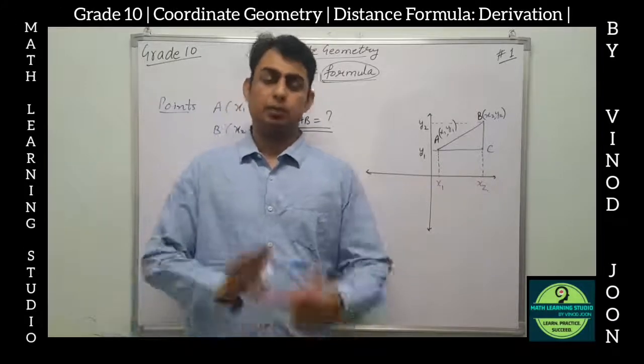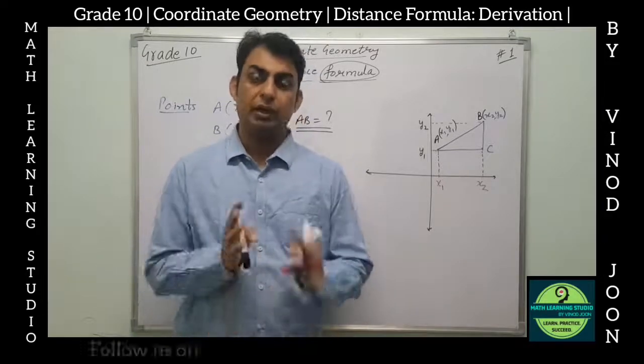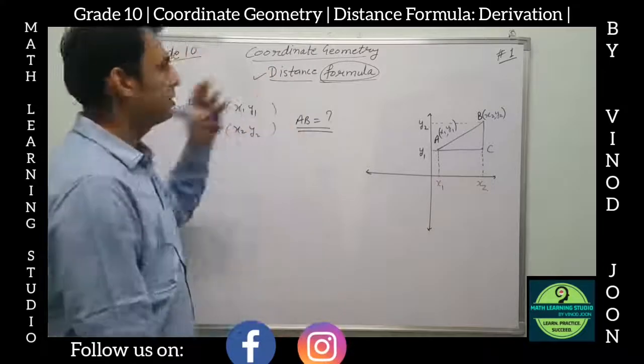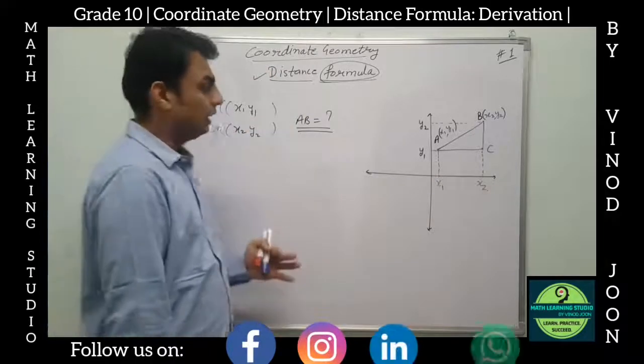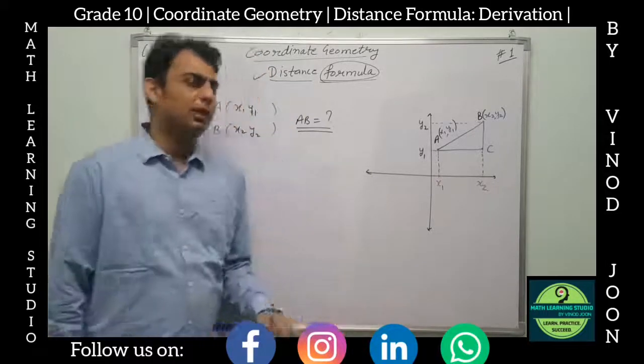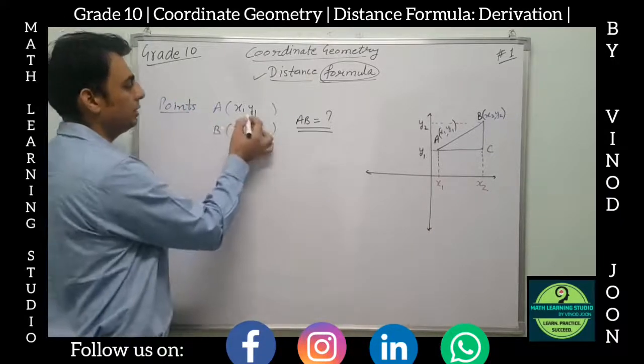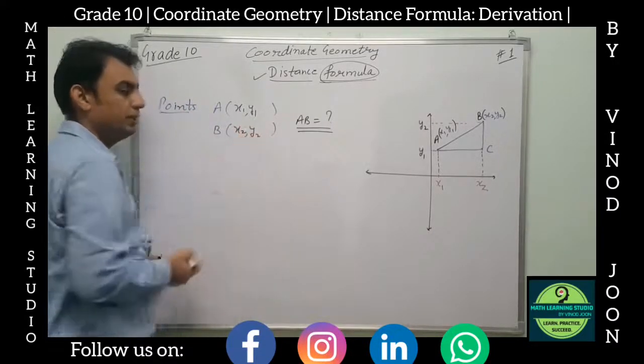Okay, I hope the recap was very much clear to you and you have recalled all what we learned in grade 9. Now let us move on to the distance formula. In the distance formula, what we basically have are 2 points. The first point is x1, y1 and the second point is x2, y2.